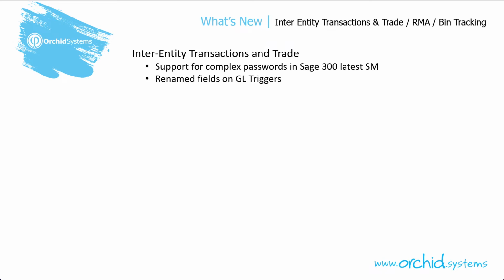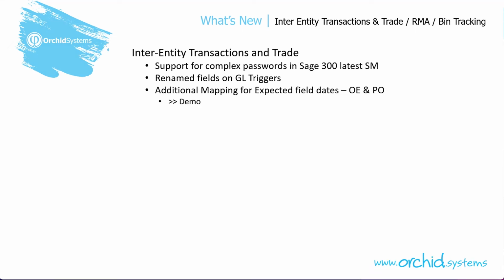We have renamed some of the GL triggers columns to make it a little bit clearer when you're setting up entity substitutions and account substitutions, as well as including additional field mappings for the expected arrival date and expected shipment date in the OEPO trade mappings. And this is what I'll demonstrate for you now.